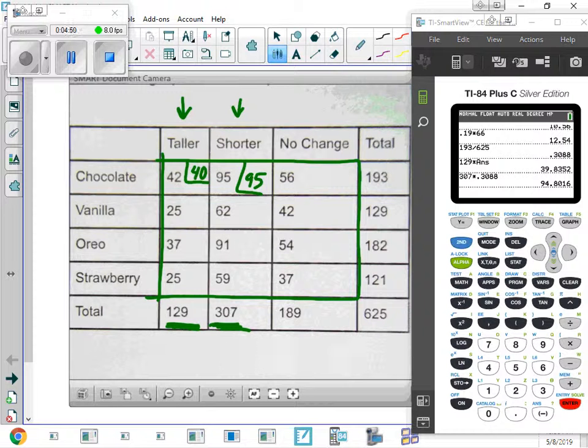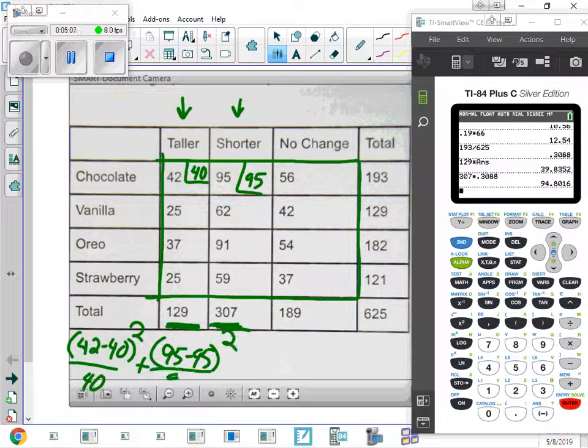And then I create a chi-squared number by doing this. 42 minus 40 squared over 40 plus 95 minus 95 squared over 95 plus, and I do that with all of them, that's going to give me a chi-squared number. How many degrees of freedom do I have?